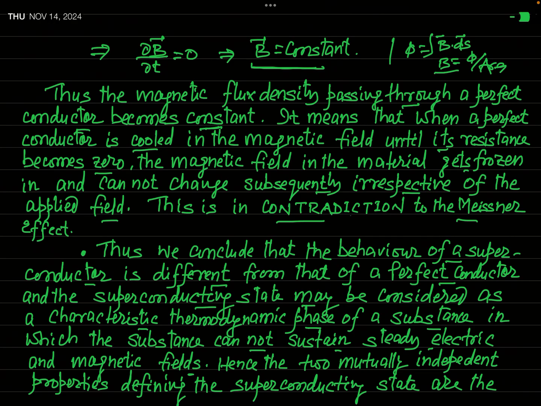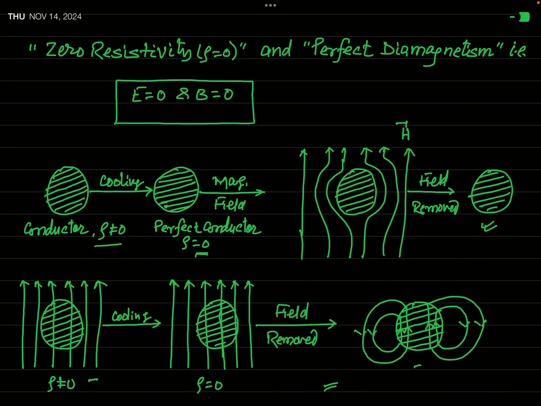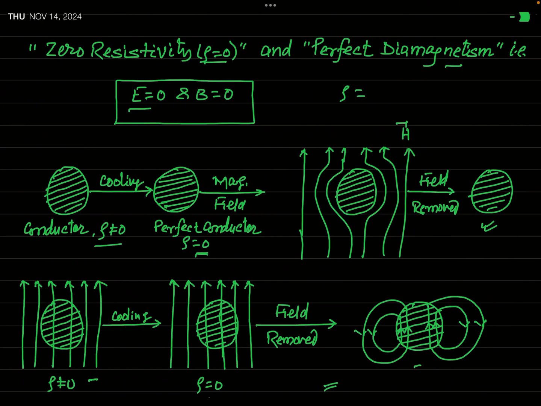Hence, the two mutually independent properties defining the superconducting state are rho equal to 0 and perfect diamagnetism. When you say rho equal to 0, then E will be 0, because you know rho is equal to E over J. So if E is equal to 0, then rho will be 0, or when rho is 0, then E will be equal to 0. Okay? And perfect diamagnetism means B equal to 0. Okay? So this is all about the Meissner effect, or the perfect diamagnetic behavior of a superconductor.